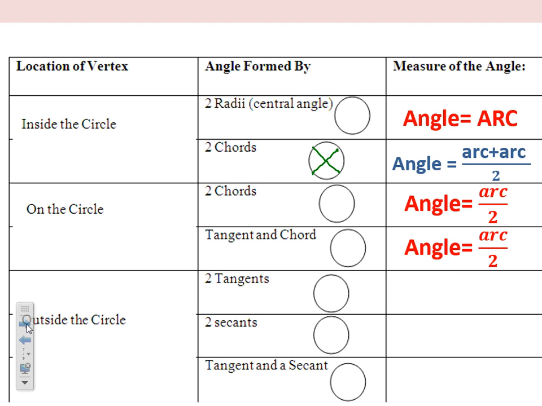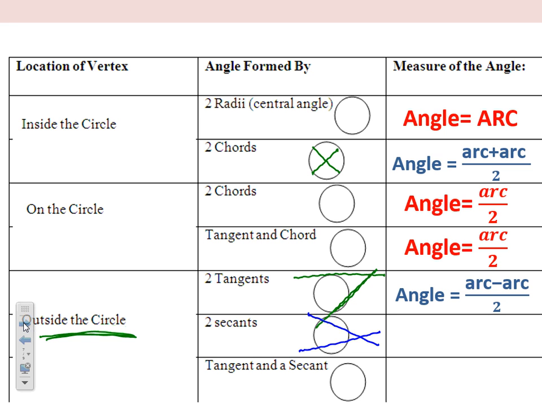Now we'll move down here, and we're going to talk about the outside of the circles. So if I have two tangents, a tangent here and a tangent here, they meet there, and I'm going to get arc minus arc divided by 2. Same thing if I have two secants. So if I have a line here and a line here, those are going to be the same. Angle equals arc minus arc divided by 2.